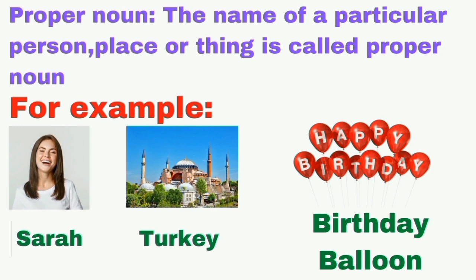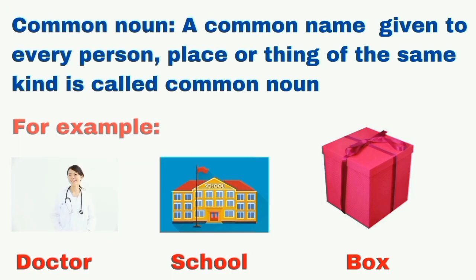Proper noun. The name of a particular person, place, or thing is called proper noun. For example, Sarah, Turkey, birthday balloon. Common noun. A common name given to every person, place, or thing of the same kind is called common noun. For example, doctor, school, box.